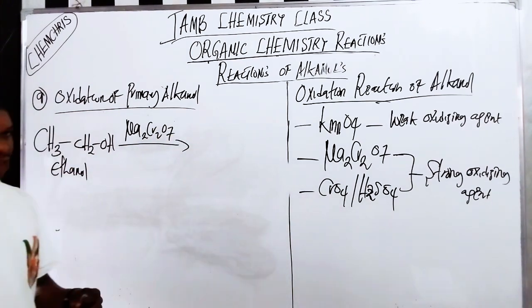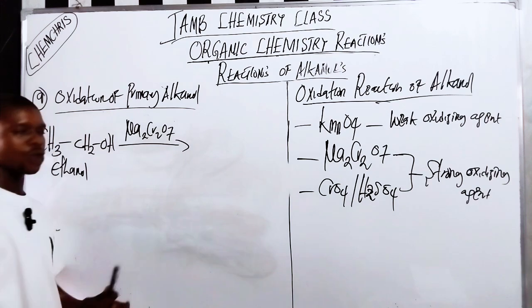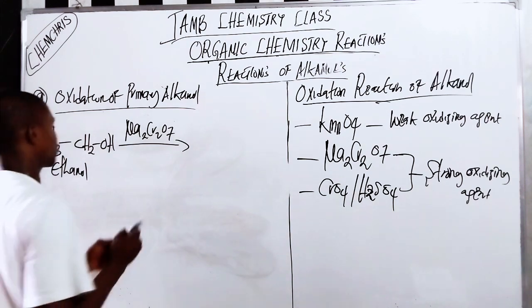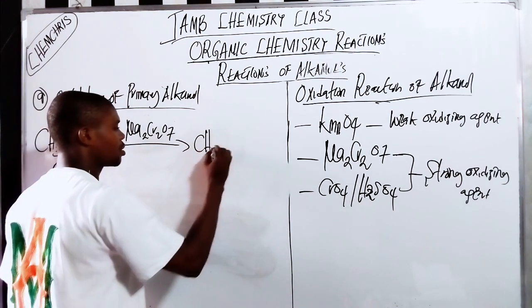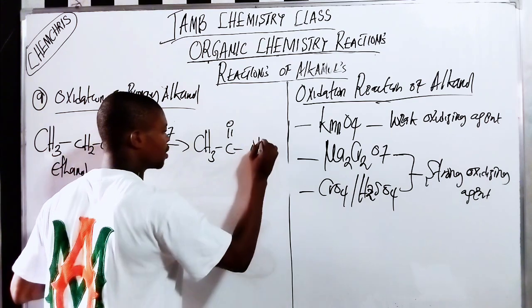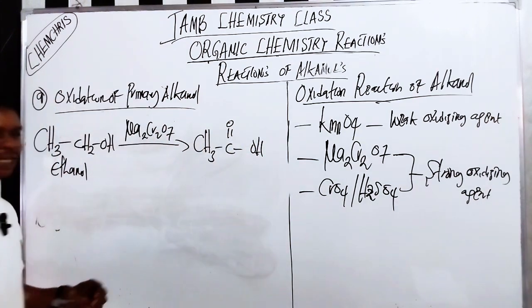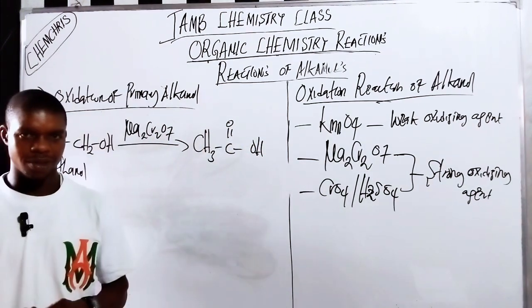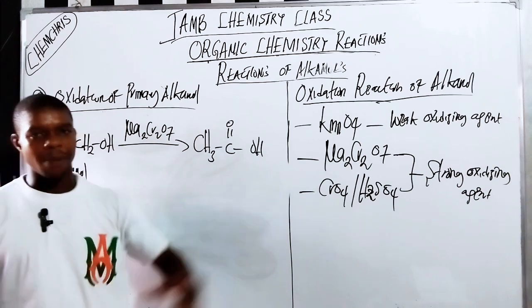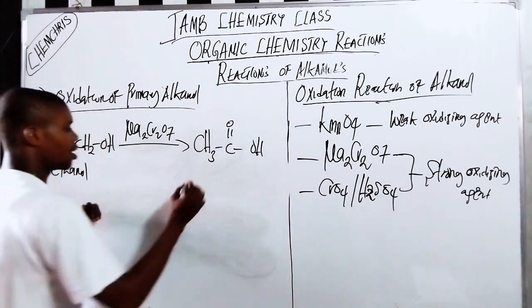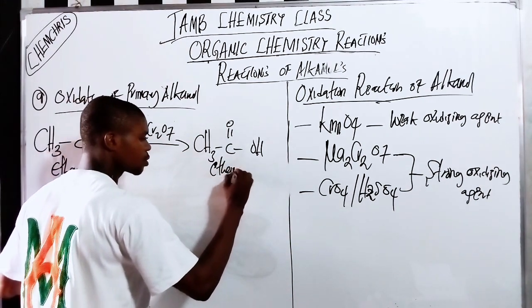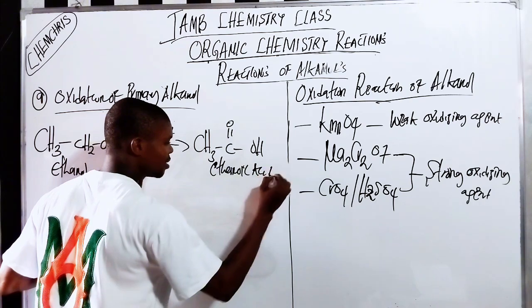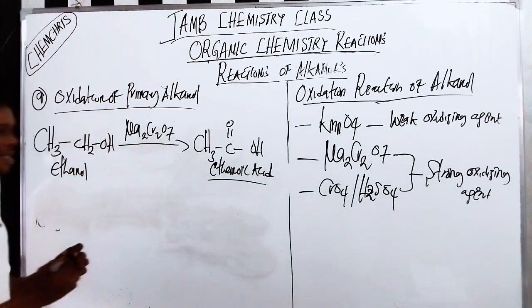Carbonic acid straight. Because why? This one is a strong oxidizing agent, so you go beyond CH3CHO. So this is called complete oxidation of primary alcohols. Complete oxidation of primary alcohols, so go to ethanoic acid. Very important. Ethanoic acid.